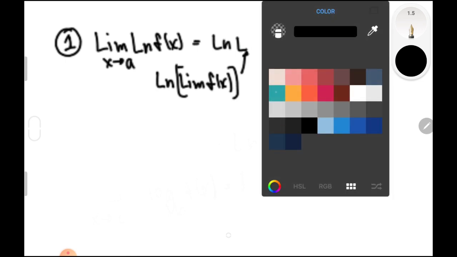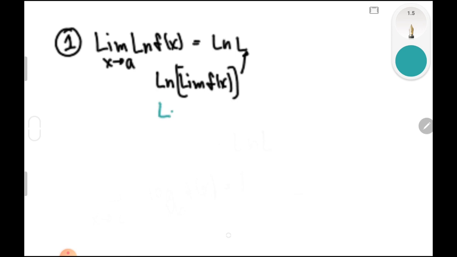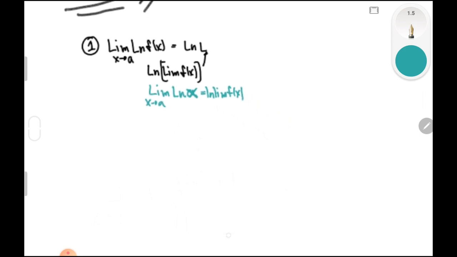Suppose na meron tayong, let's say, the limit of ln of f of x as x approaches a can be written as ln of the limit of f of x, which is equal to ln of the limit of x as x approaches a, which is equal to ln of a.